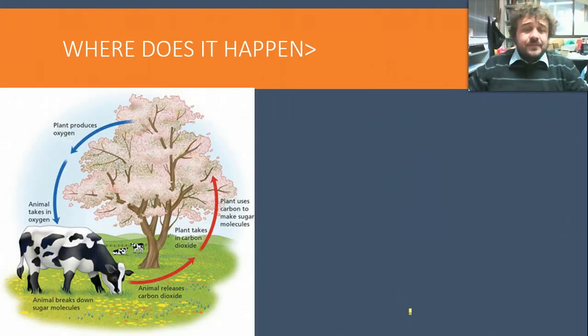So where does it happen? Well, here we've got 2 examples coming up. So first, the plant produces the glucose, the animal eats it. So photosynthesis and respiration take place in the plant. Okay, photosynthesis and respiration. Whereas just respiration happens in the animals. So plant produces oxygen, the animals take the oxygen in, the animals release carbon dioxide, and the plant uses it to make more sugars, and you can see how it's a cycle.